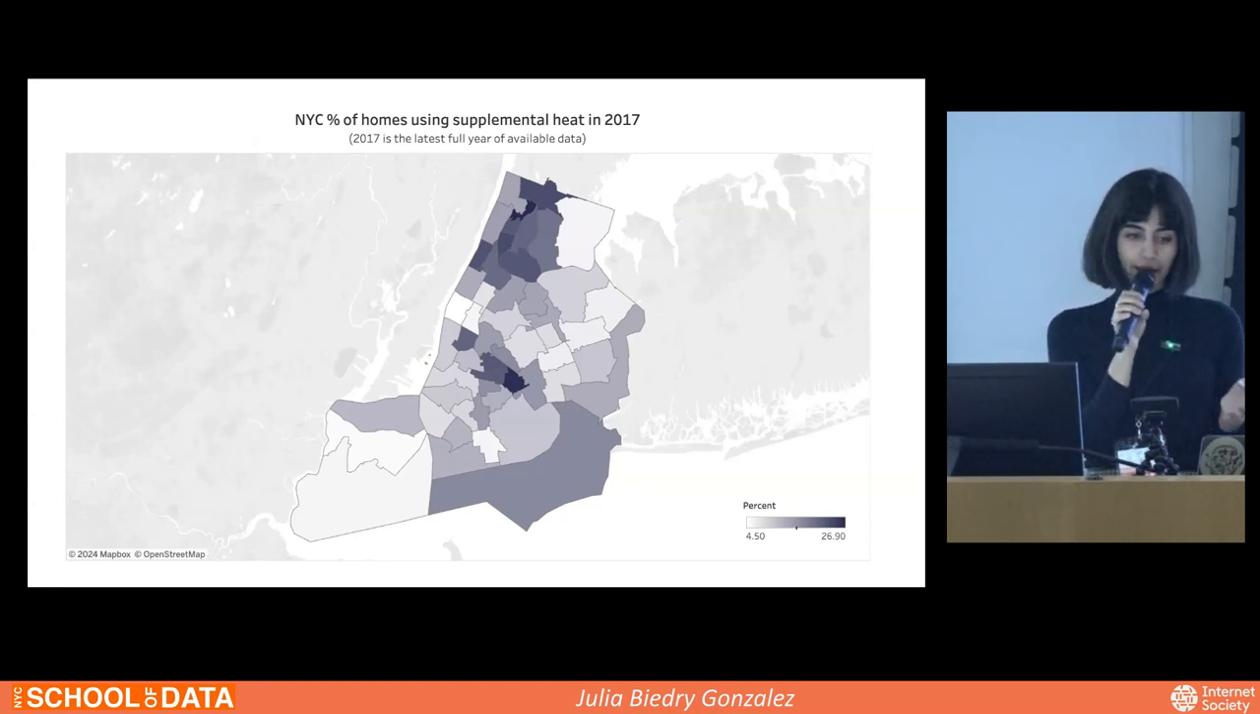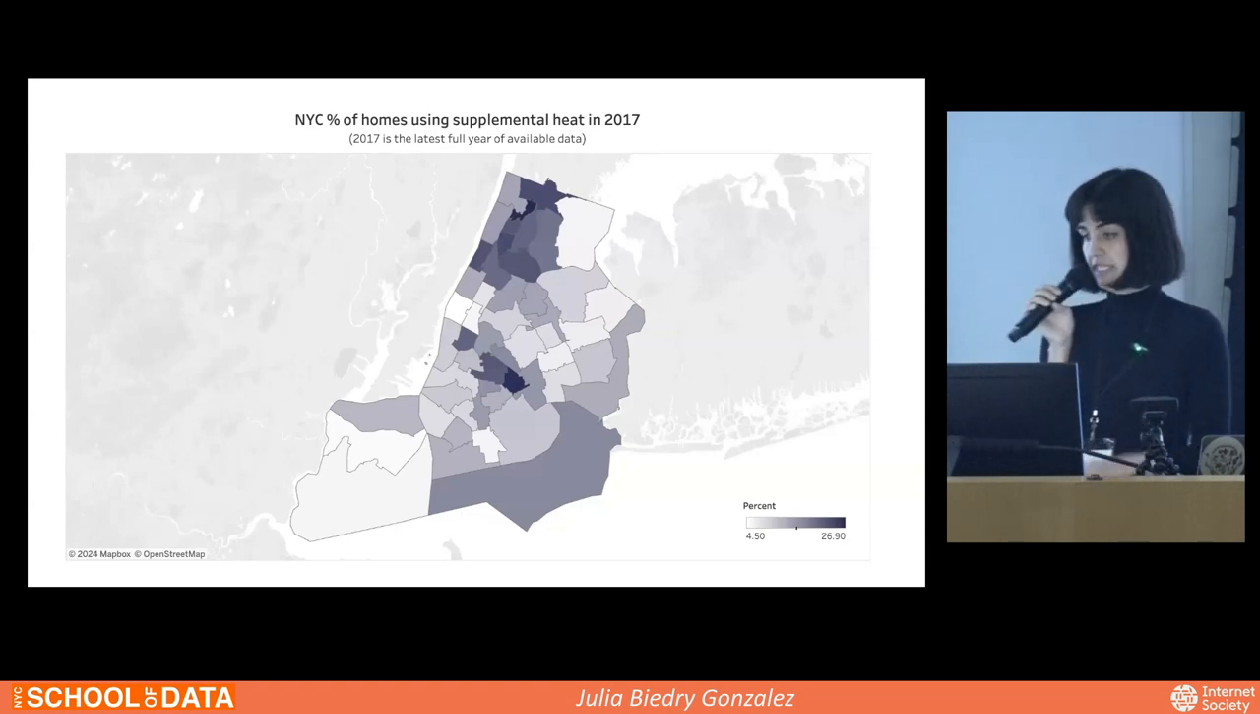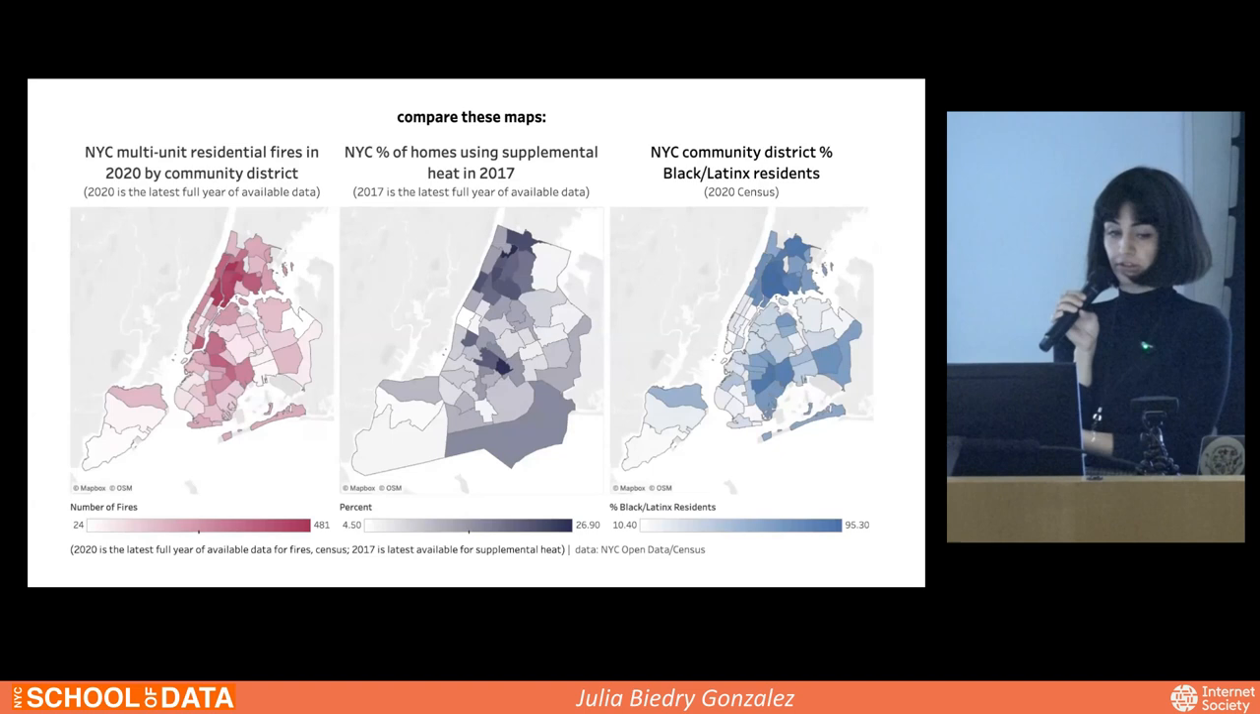As I was looking at this map, it struck me just how similar it looked to the initial map that I had generated on the frequency of fires in community districts. So I decided to create a side-by-side comparison of this map, the map of fires, and a map of boroughs with the majority Black and Latino, Latina, Latinx residents. So you can see the results here.